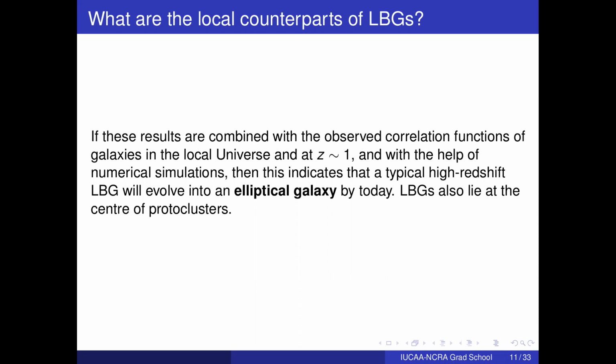LBGs also lie at the centers of protoclusters, and therefore they will lie today in the most massive clusters. So the CD galaxies, which are these big elliptical galaxies which sit at the centers of most of the clusters in the local universe, their progenitors are the LBGs.